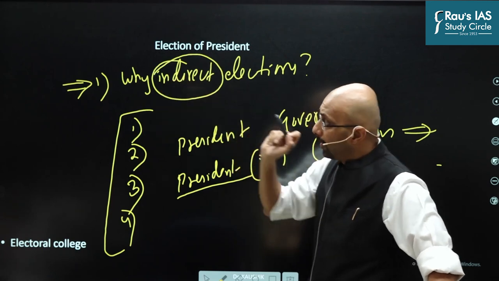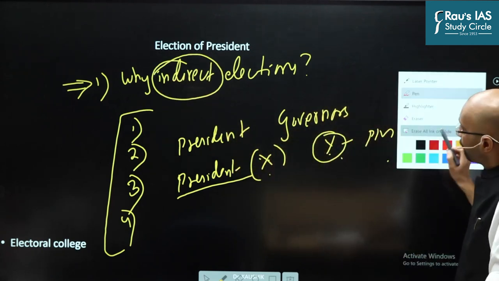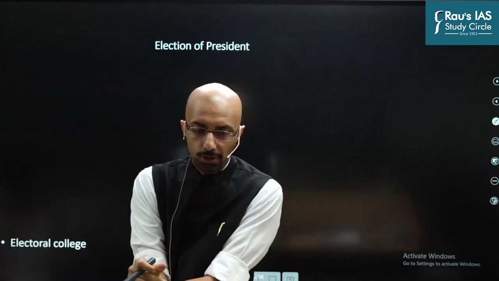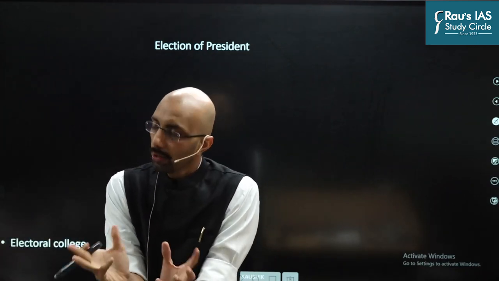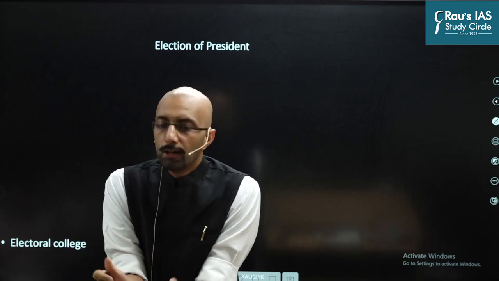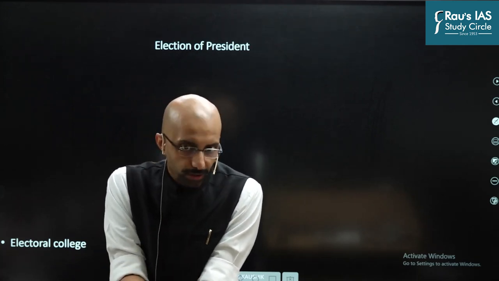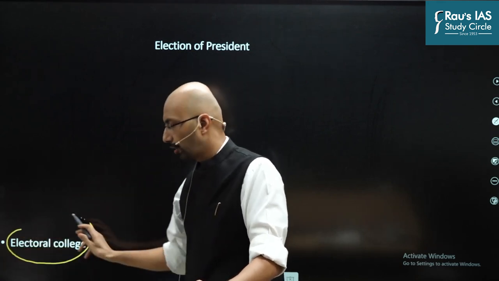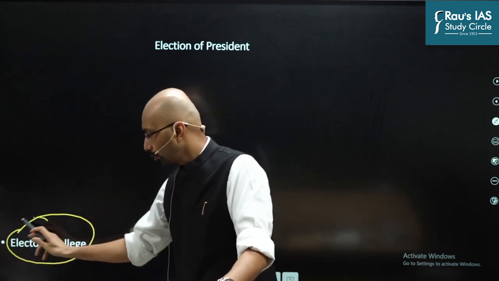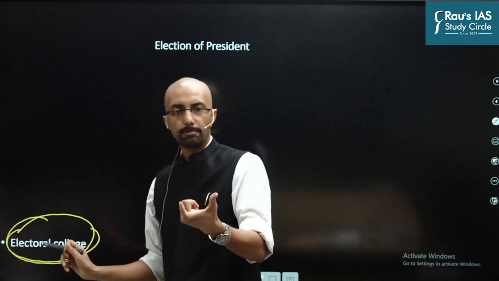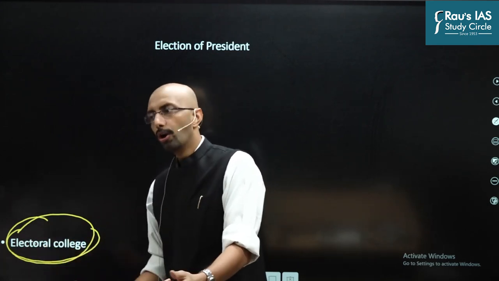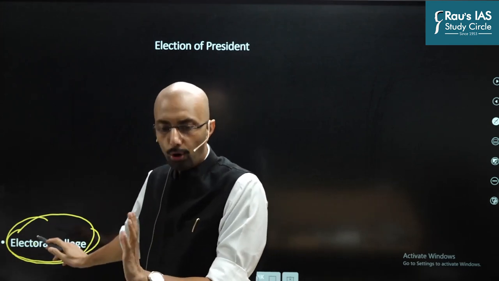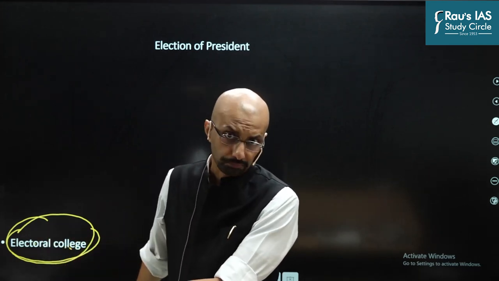participate. Now, if people are not participating, if people are not the electors in this election, then who are the electors? Who elects the president of India? The people who together elect the president of India are called the electoral college. So the electoral college refers to a special group of electors who elect the president of India. And this is not common people. This is not the ordinary people of India.